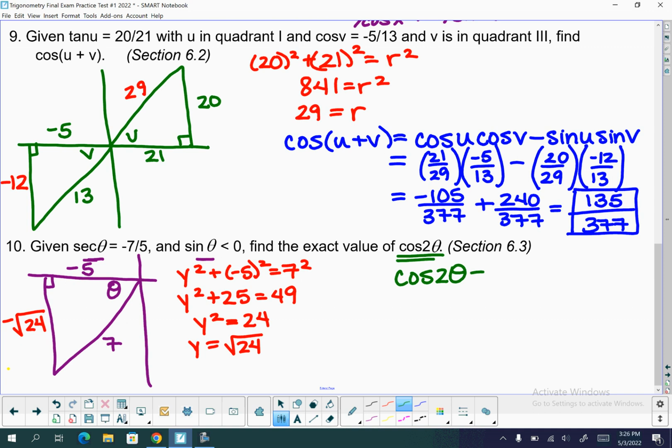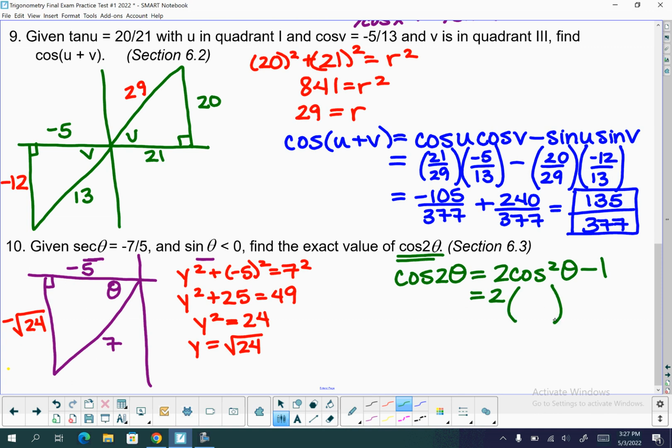You actually have 3 different options for cosine 2 theta. You have one that just has a sine, one that just has a cosine, and one that has both a sine and a cosine. So you can use any of them. It doesn't matter. I'm going to use 2 cosine squared minus 1. But I think the ones that have just a sine or just a cosine like this one are easier because it's just less that you have to plug in.